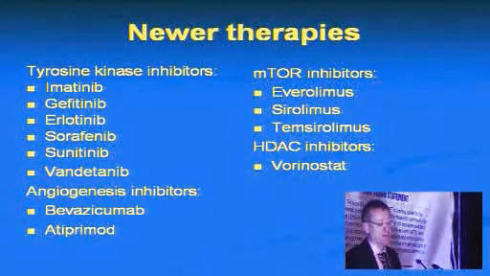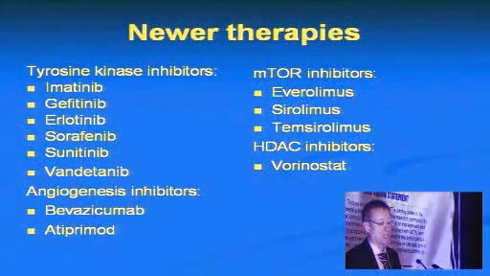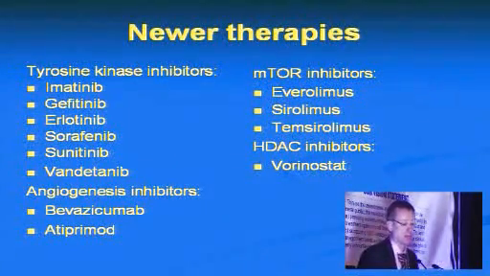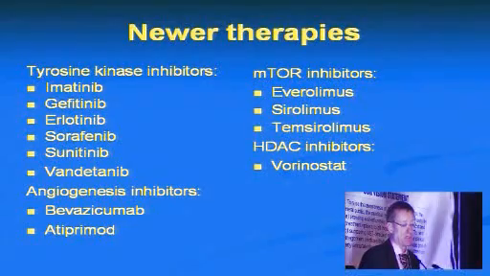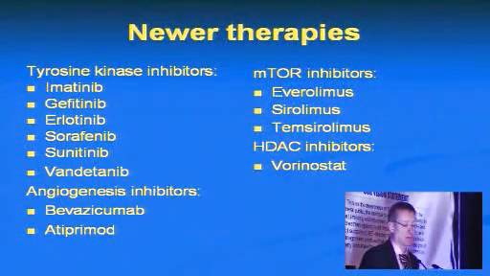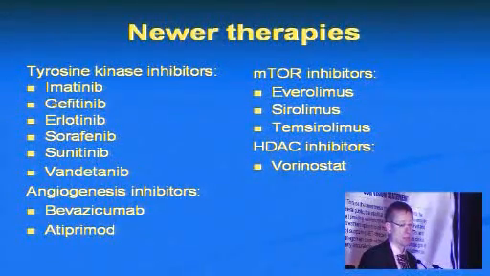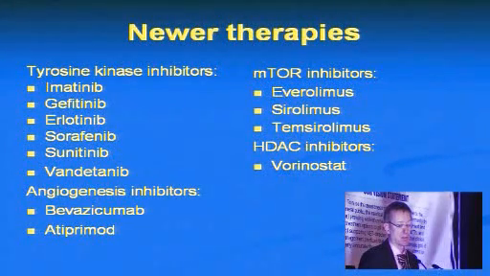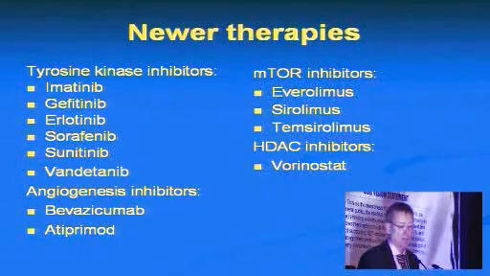Newer therapies consist of the tyrosine kinase inhibitors, which we already heard about, imatinib, gefitinib, erlotinib, sorafenib, sunitinib, and vandetanib, the angiogenesis inhibitors, bevacizumab, which is Avastin, or tipifarnib, and the mTOR inhibitors, everolimus, sirolimus, temsirolimus, which are experimental.